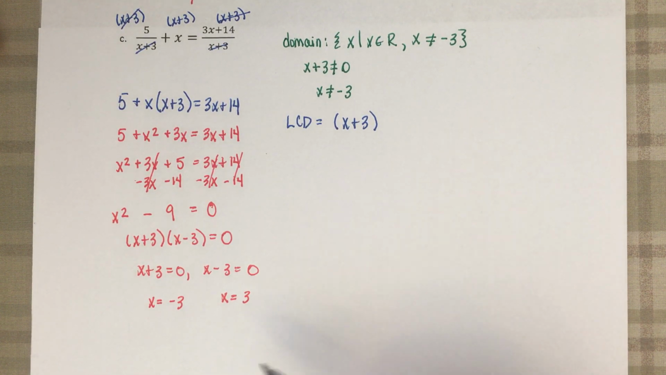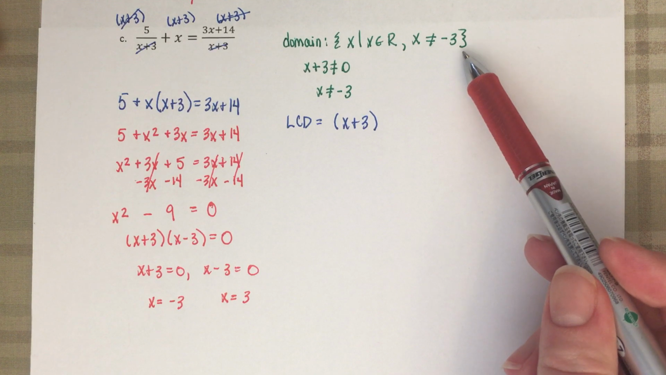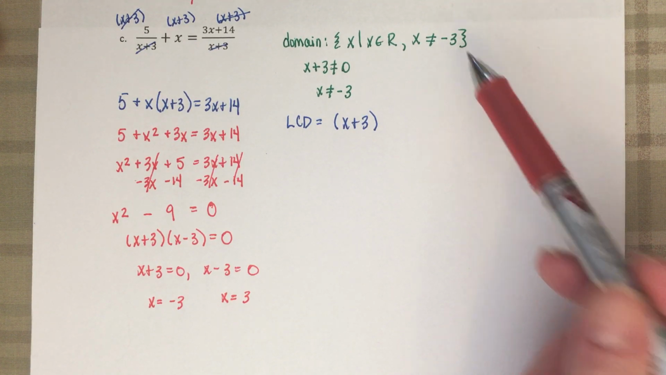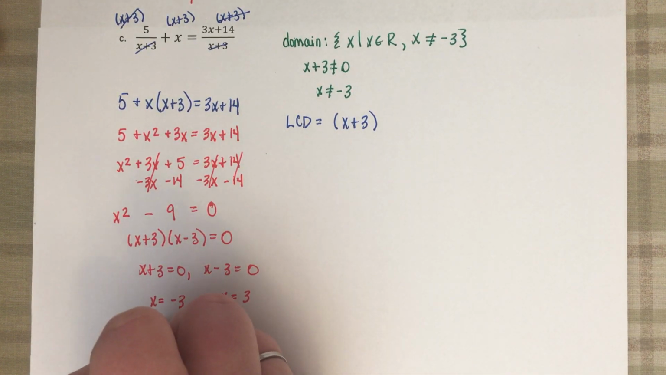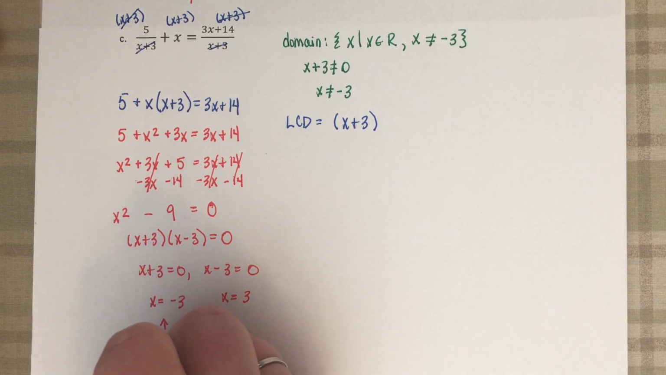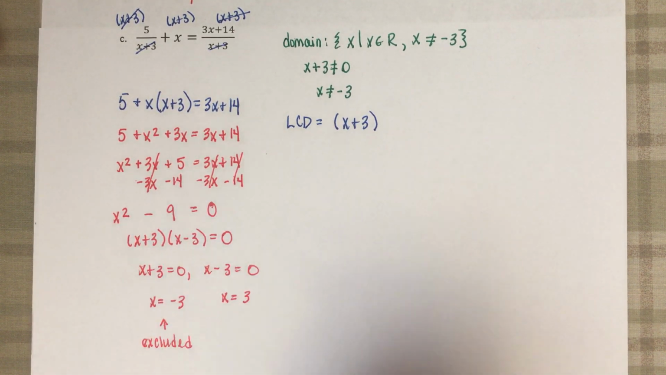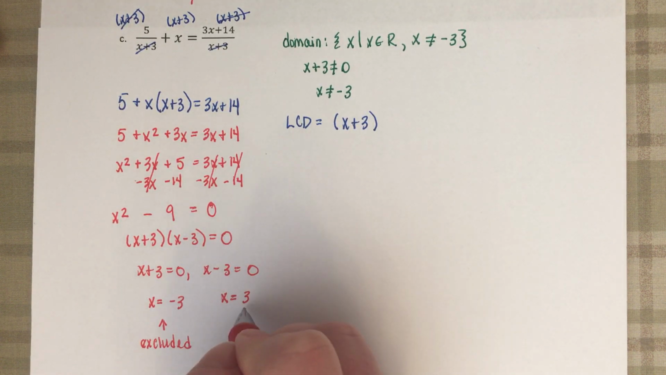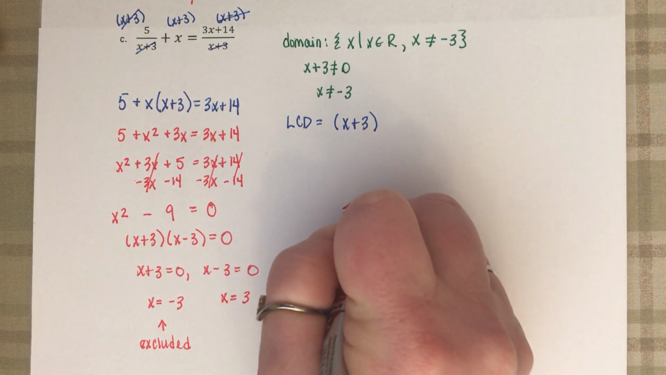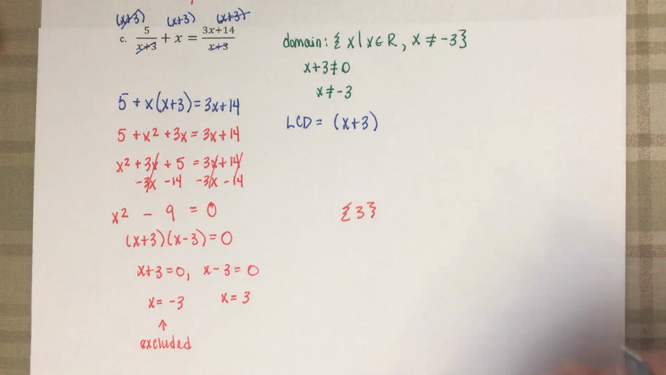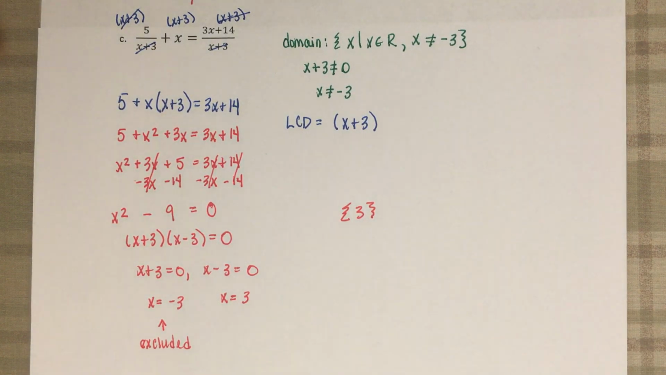Now we're going to check our values with our domain. Our domain restriction said that x cannot be equal to -3. So this is a value that's excluded in our domain. So we don't want to use that as a solution. We're just going to use our x equals +3. So our final solution set for this problem is just going to include our +3.